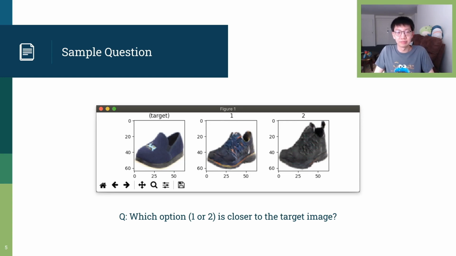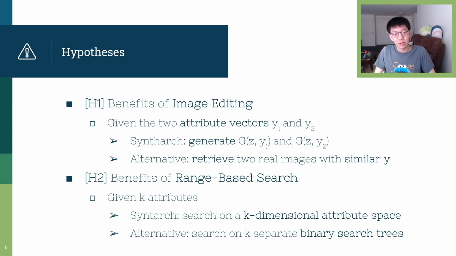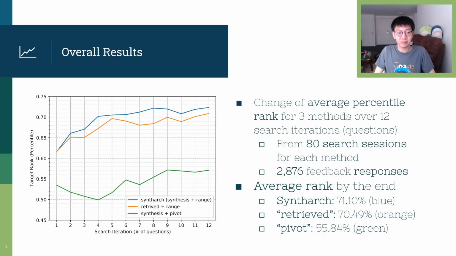For our experiment, we want to evaluate the benefit of image editing and the benefit of range-based search. So we compare the performance of our method to that of the alternatives. From a live experiment session of 80 search sessions per method, we recorded a total of 2,876 relevance feedback responses. The plot on the left shows the change of the search accuracy, measured by the percentile rank, for all 3 methods as the search progresses.